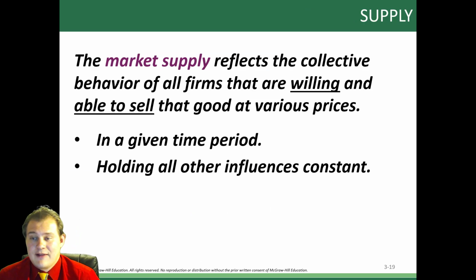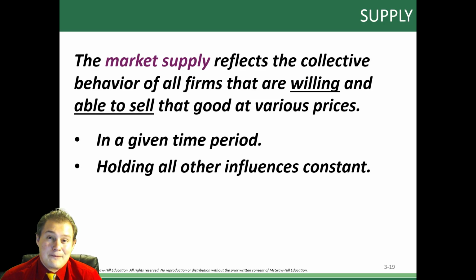The market supply reflects the collective behavior of all firms that are willing and able to sell goods at various prices. Does this sound familiar? Yes, willing and able to sell, so it's the same thing as demand. We don't count them as part of supply if they're not willing and able to sell, okay?